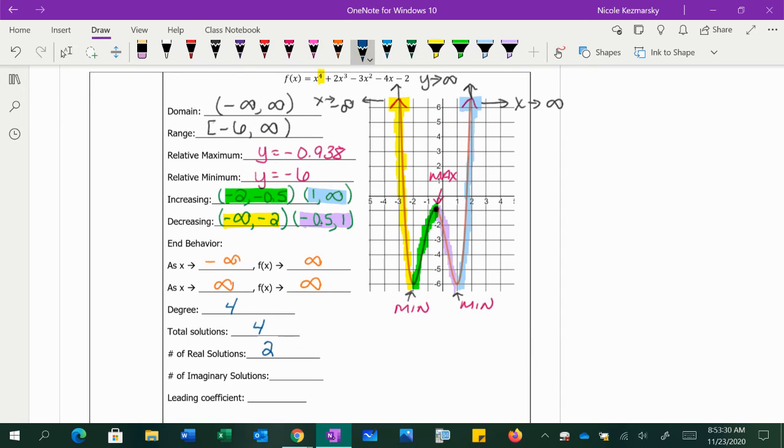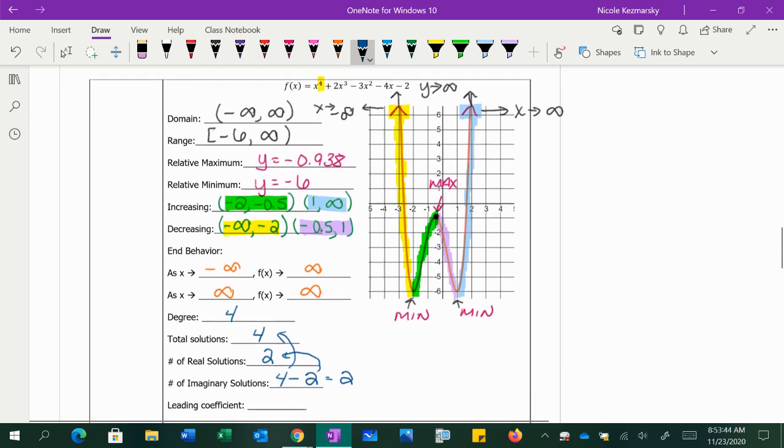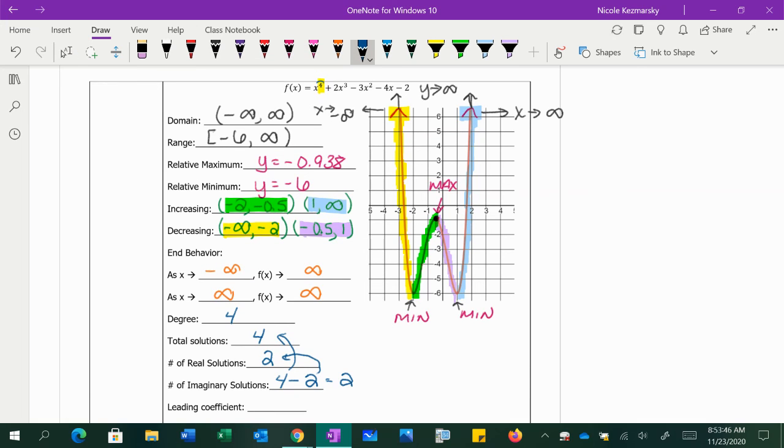So then imaginary solutions is 4 minus 2. So we take the 2 previous, this 4, and this 2, and subtract them and get 2. And then the leading coefficient, I go back up to the degree, and I look at the number in front of the x, and the number in front of the x isn't there, which means it's a 1.